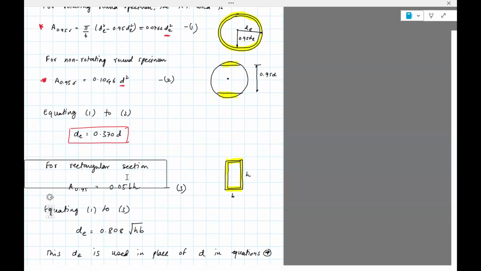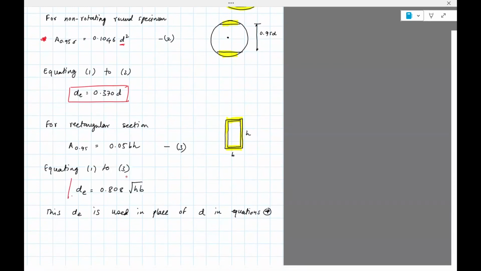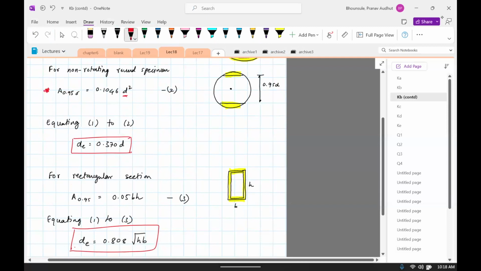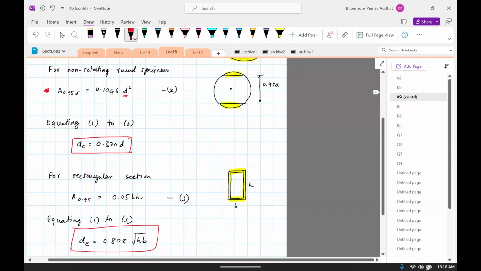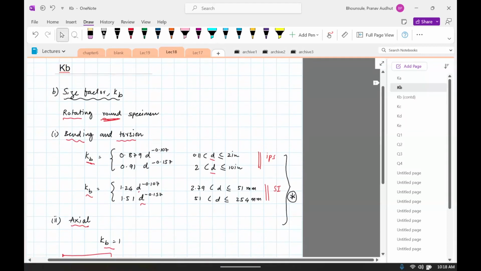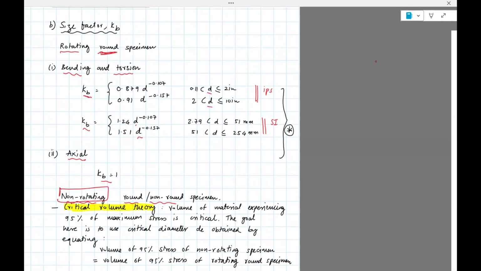If you have a rectangular specimen, use a similar 95% theory, and then you compute an equivalent diameter here, which depends on height and width. And then this equation is used in here. So you see that the equation for d comes from here. This is for a rotating specimen. So you're taking a non-rotating specimen, converting that to an equivalent round section, and once you have a round section, you're then mapping it as if it is rotating. It's kind of confusing, but hopefully when you do the problems, it'll be more clear.